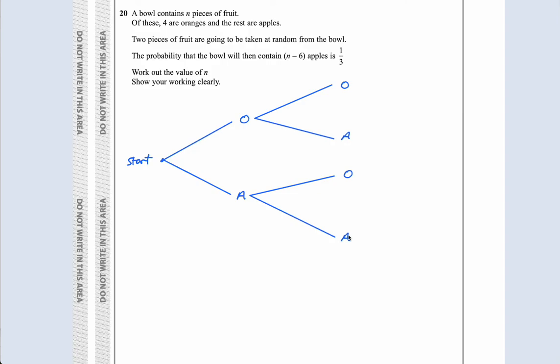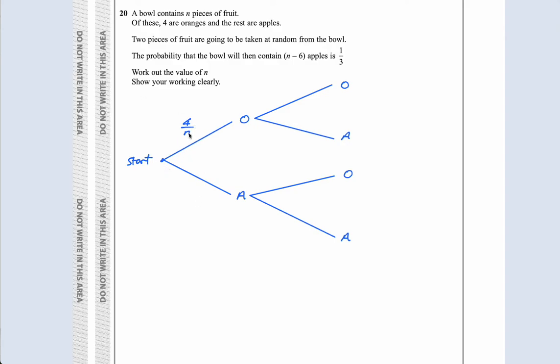Now, unfortunately, there's no marks for that yet, but we'll get there. There's n pieces of fruit in the fruit bowl. 4 are oranges. If there's 4 oranges and there's n pieces of fruit, what's the probability that I'll get an orange? Well, it has to be 4 out of n. That bit's fine.